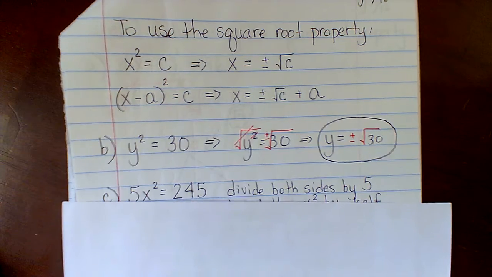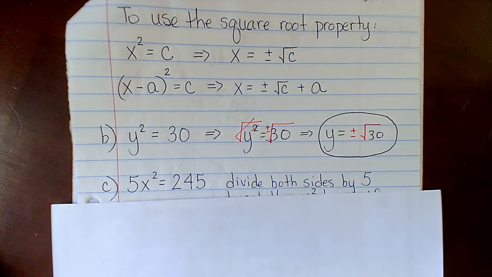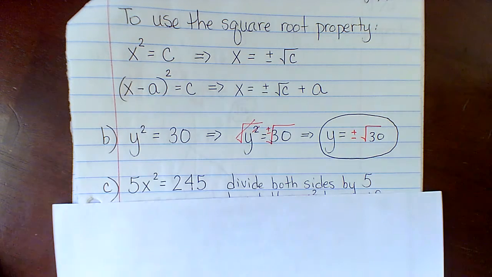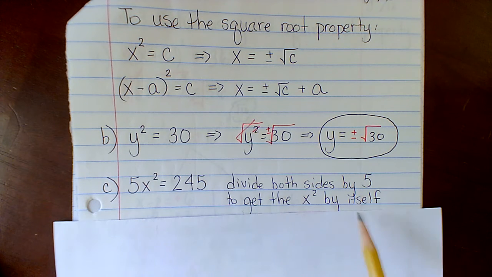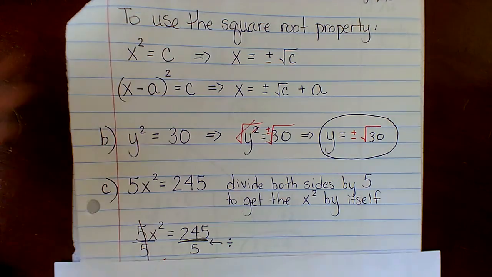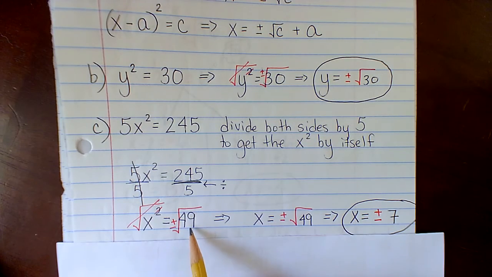All right, next up, 5x squared equals 245. Don't go and take the square root of both sides. Notice that coefficient up here has to be a 1. So let's divide both sides by 5 to get the x squared by itself. Then we'll use the square root property. So if we divide both sides by 5, remember this is 245 divided by 5, that fraction bar right there means division. So you can just grab your calculator and use that one. And we'll get x squared equals 49.